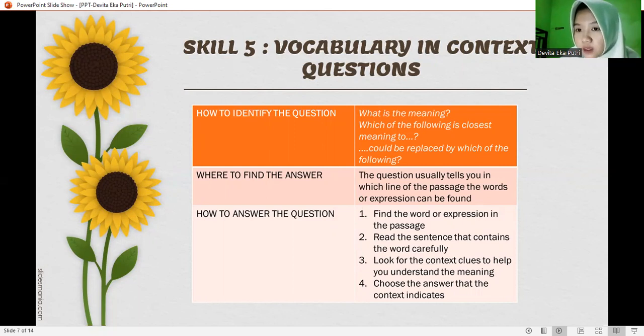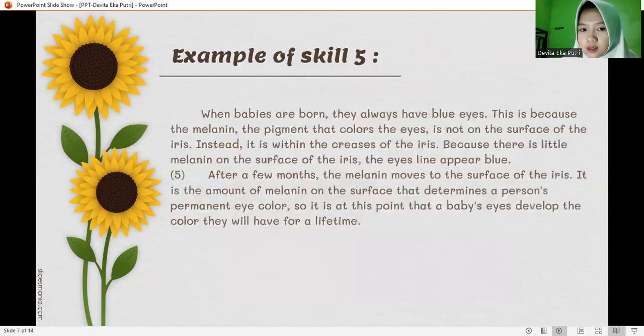How to answer the question? Number 1, find the word or expression in the passage. Number 2, read the sentence that contains the word carefully. Number 3, look for the context clues to help you understand the meaning. Number 4, choose the answer that the context indicates. Next slide. Example of skill 5.